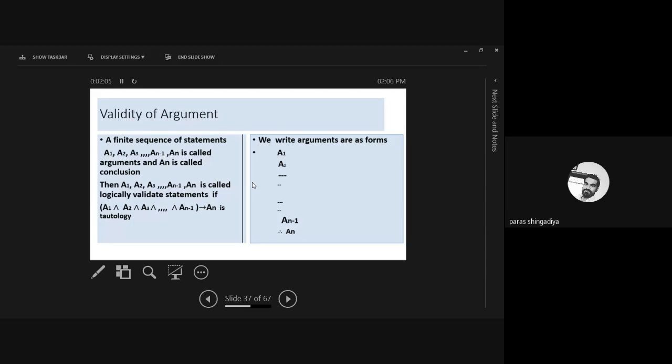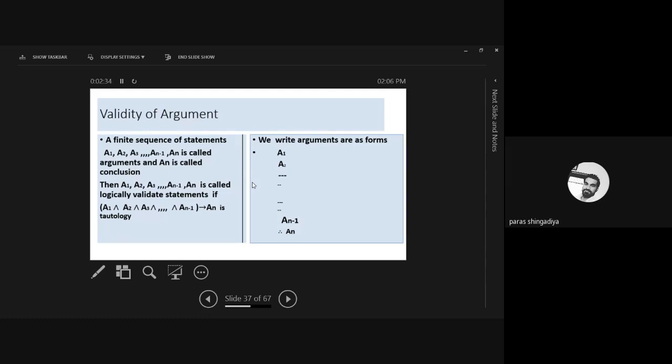So we have one chain of the argument, one sequence of the argument. Argument means a statement, a compound statement. So we have this collection of statements, and now we have to say the validity of the argument, meaning how we can check the validity of the sequence of the statements. Clear? So here a finite sequence of statements is given as A1, A2, A3 up to AN.